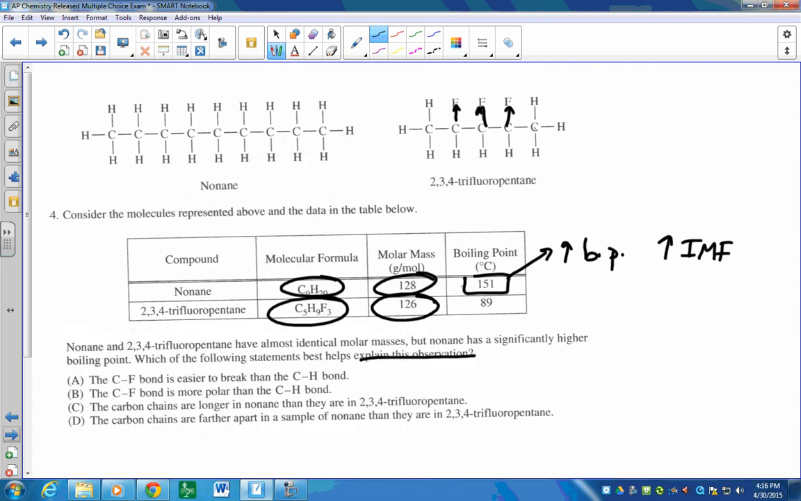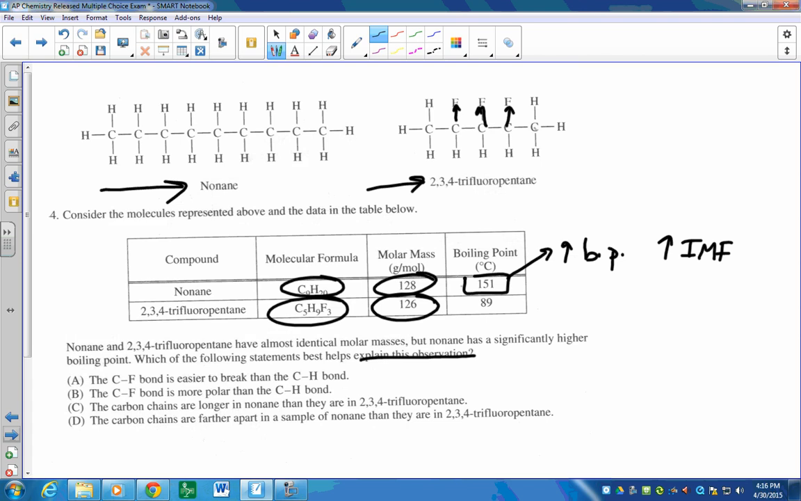Now this observation is against everything I told you. This is polar, this is nonpolar, this is polar. You can't see where I'm pointing. This is nonpolar. This should have the higher boiling point, and it doesn't. So we have to find something that would explain that.